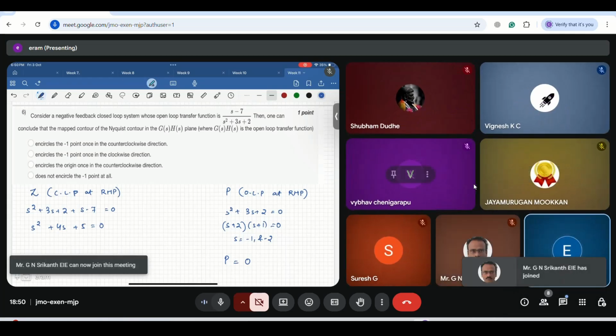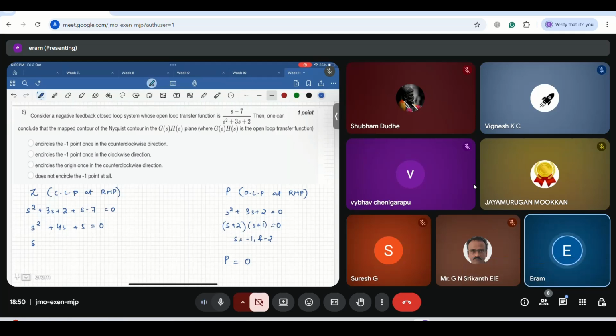It will be -2. So it will be s plus 5 minus 1. So s will be equal to 1 and -5. Now we have closed loop poles at 1 and -5. That means we have only one closed loop pole at RHP, so Z equals to 1.